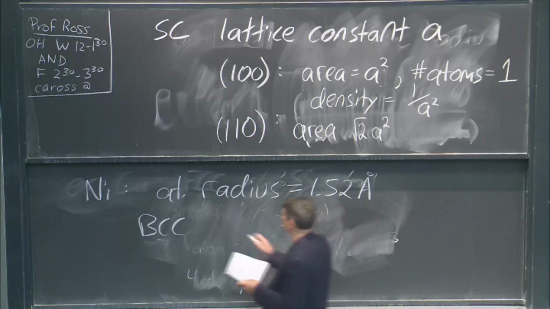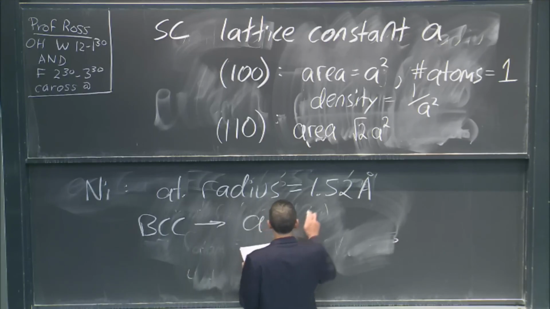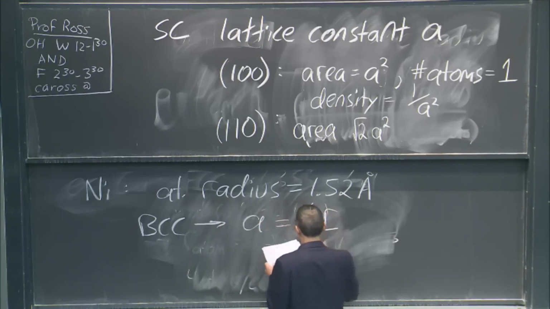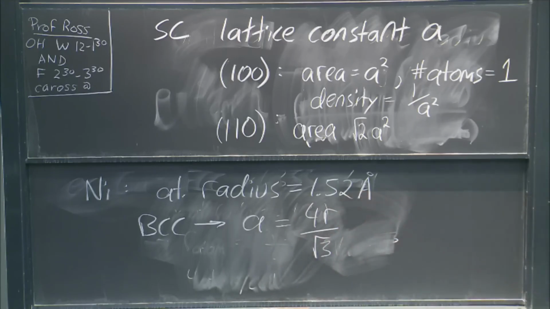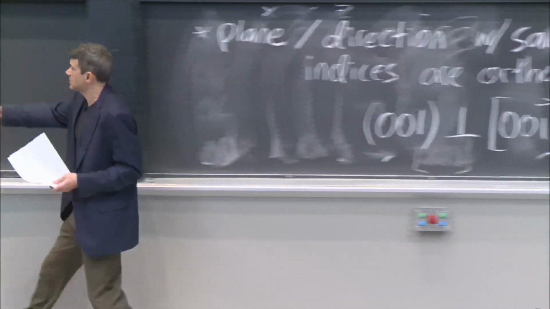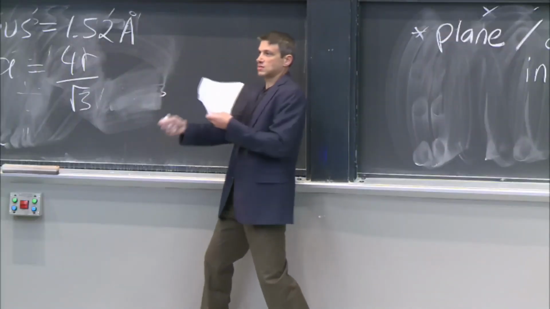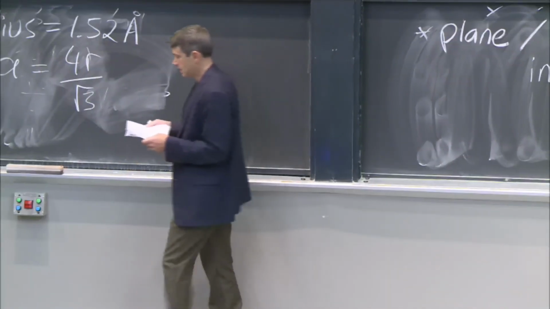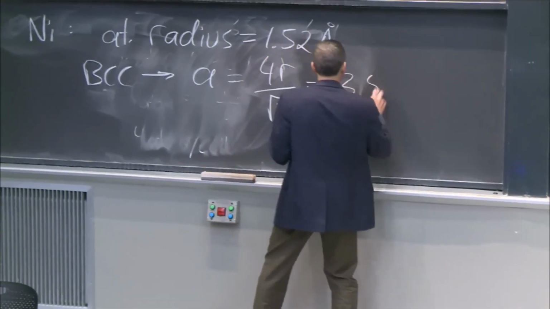Because once I know that it's BCC, then I also know that the lattice edge goes as 4r over root 3. Remember, for an element like this, the packing direction is along the body diagonal. That's what gave me this relationship. Back and forth: unit cell edge, radius of the atom, right? So that means that in nickel, a is 3.5 angstroms.